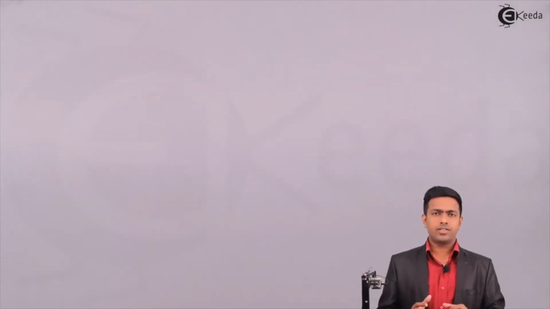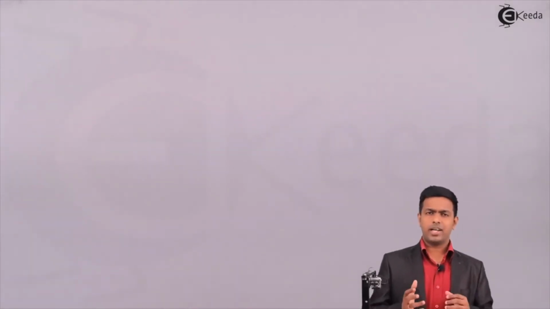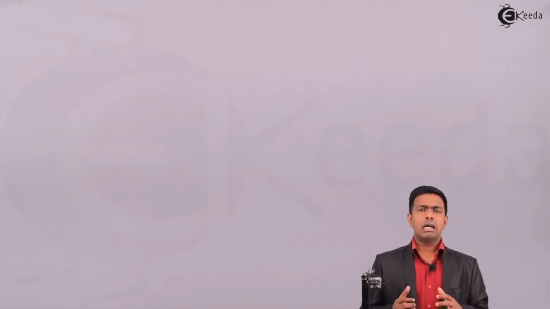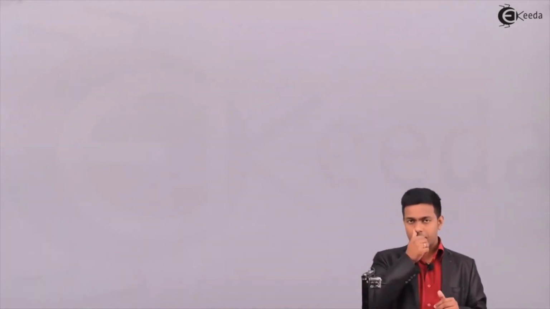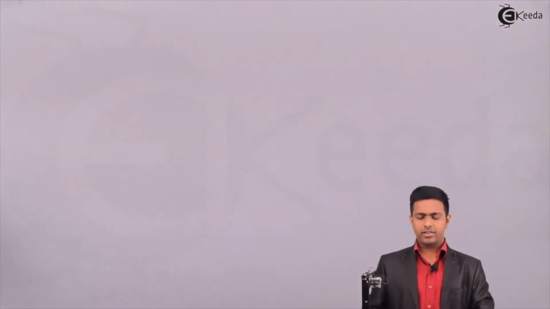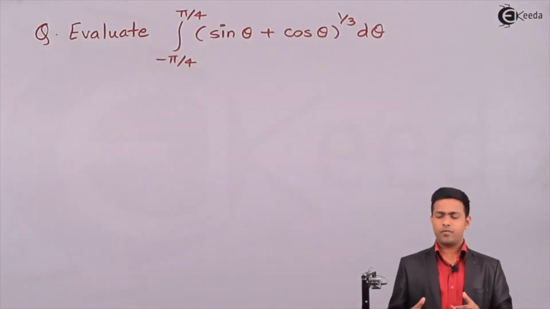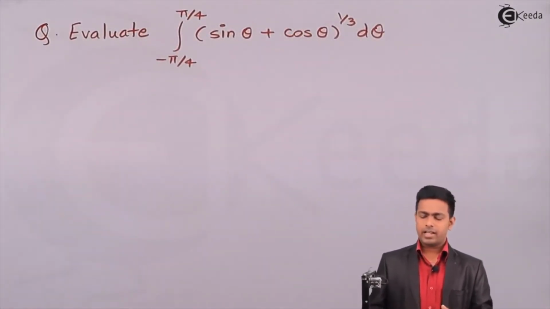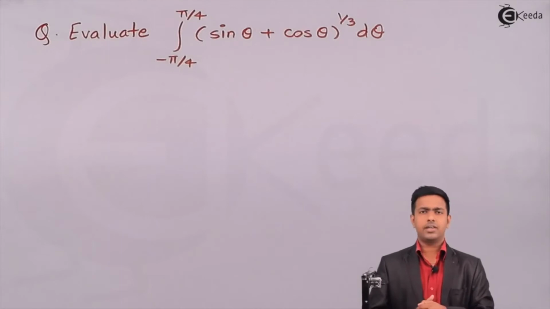So today we are going to see a numerical on beta function, where we'll be solving it by the properties of beta function and the properties of gamma function, and there we'll also apply the definition of beta function. For that, here I have a numerical for you: integration from minus pi by 4 to pi by 4 of (sine theta plus cos theta) raised to 1 by 3 d theta. Now how to evaluate this integral?